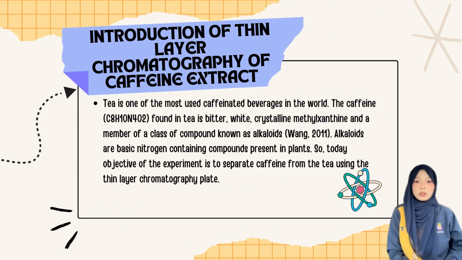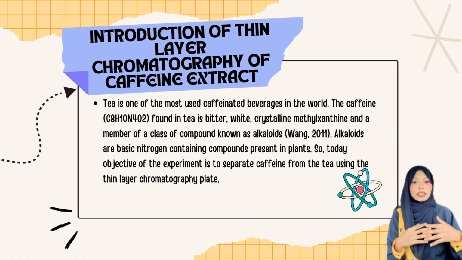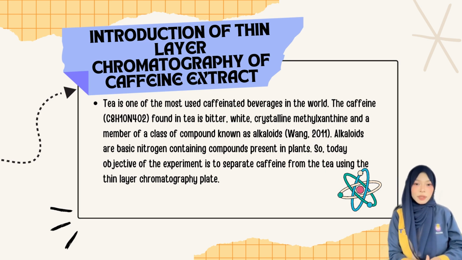Tea is one of the most used caffeinated beverages in the world. The caffeine found in tea is a bitter, white, crystalline methylxanthine, and a member of a class of compounds known as alkaloids. Alkaloids are basic nitrogen-containing compounds present in plants. So today, the objective of the experiment is to separate caffeine from the tea using the thin layer chromatography plate.